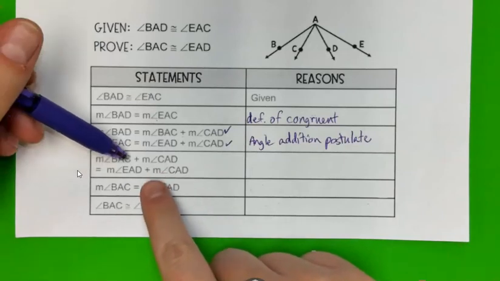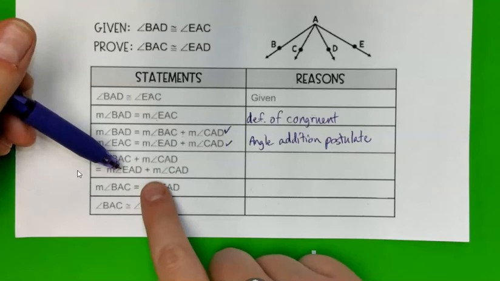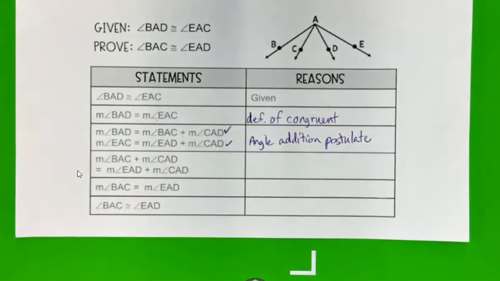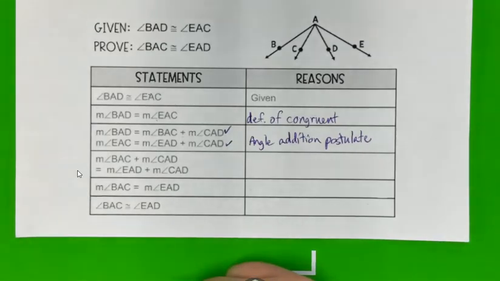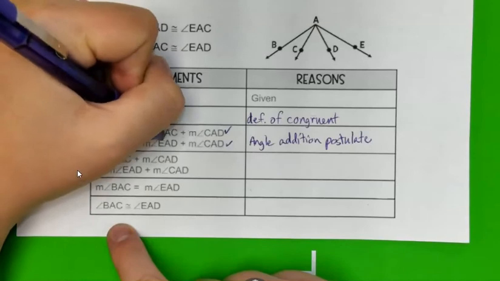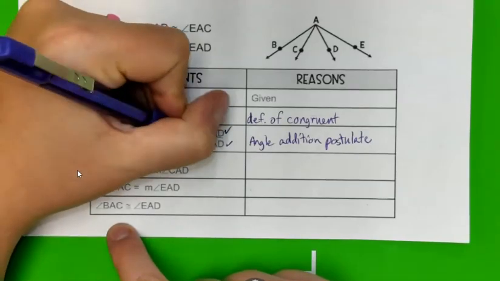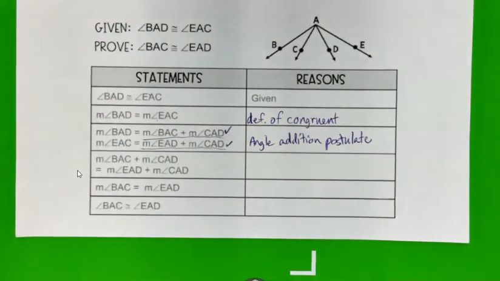Alright, and then BAC plus CAD is equal to EAD plus CAD. So that's a lot going on there. But what you need to do is look at the previous steps and see where those came from. And if we look, it's this half of the equation and this half of the equation. And what we've done is we've taken those equations and put them equal to each other.